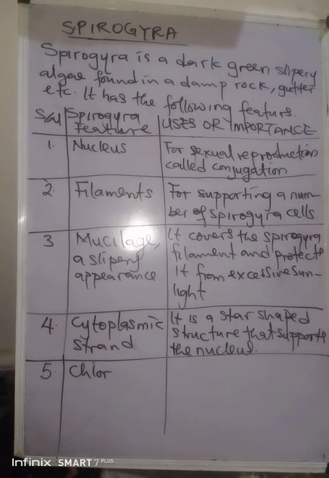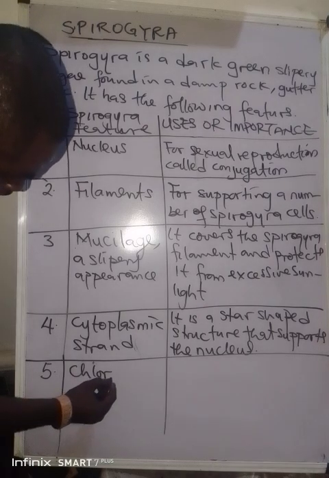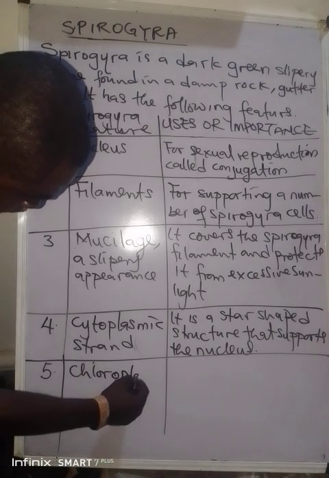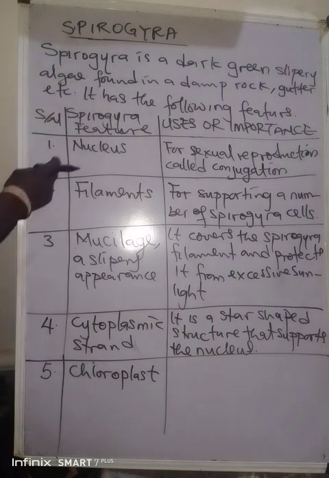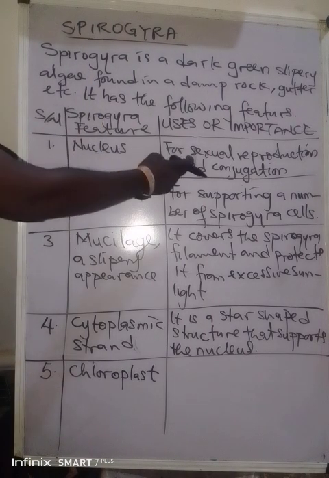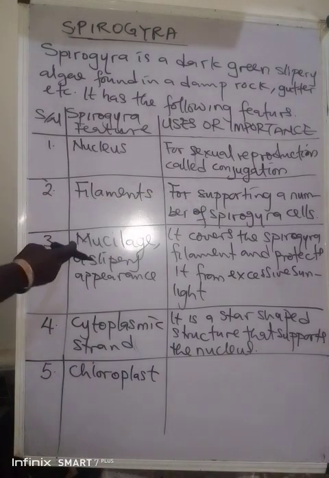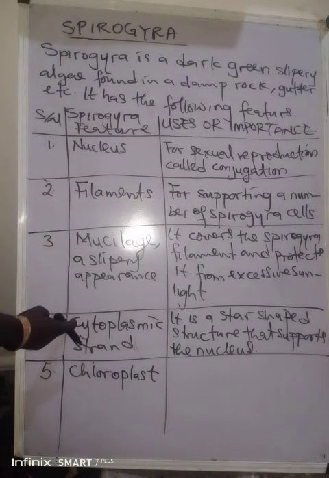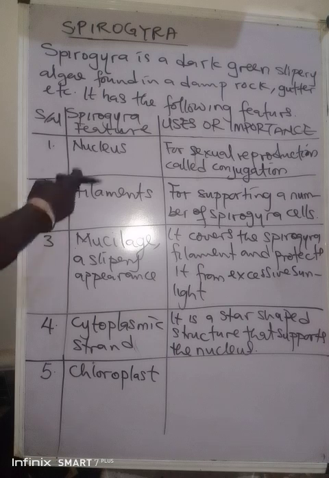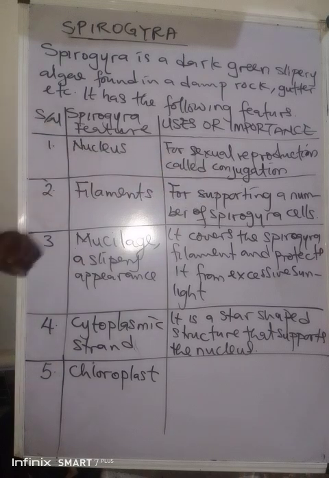Yes, we were still discussing the features of Spirogyra and the functions of the features of Spirogyra. We were about talking about number 5, which is the chloroplasts. We had talked about the nucleus, the function, the filament, the function, the mucilage, the function, the cytoplasmic strand, the function. The nucleus, we said it is responsible for sexual reproduction, and that type of sexual reproduction is called conjugation.